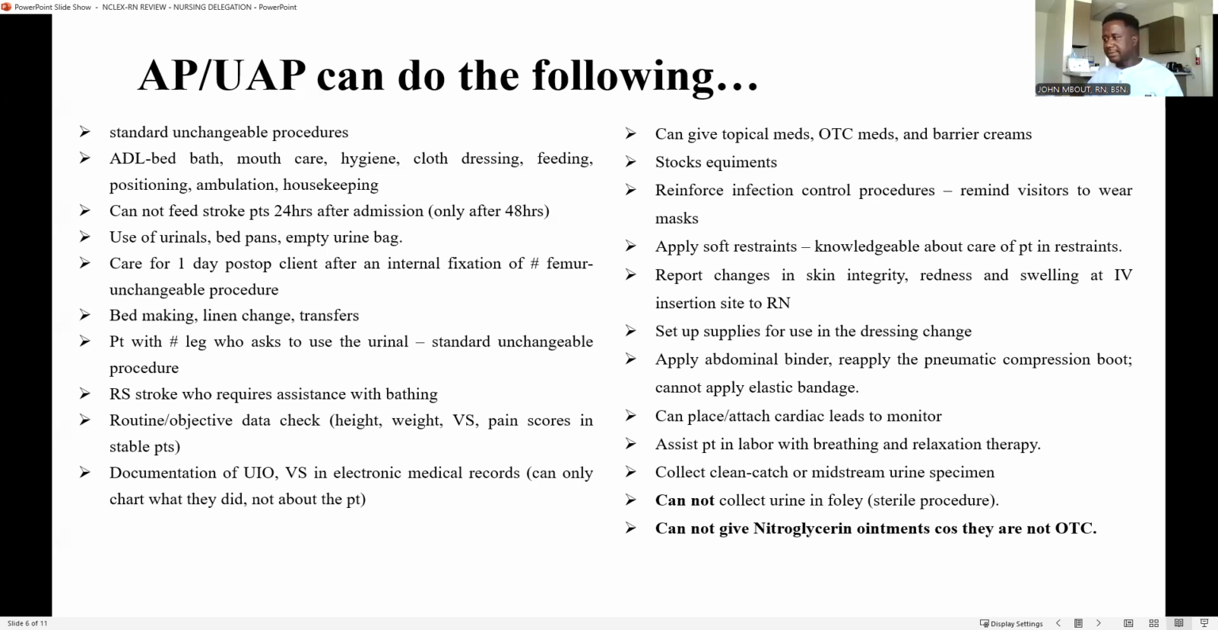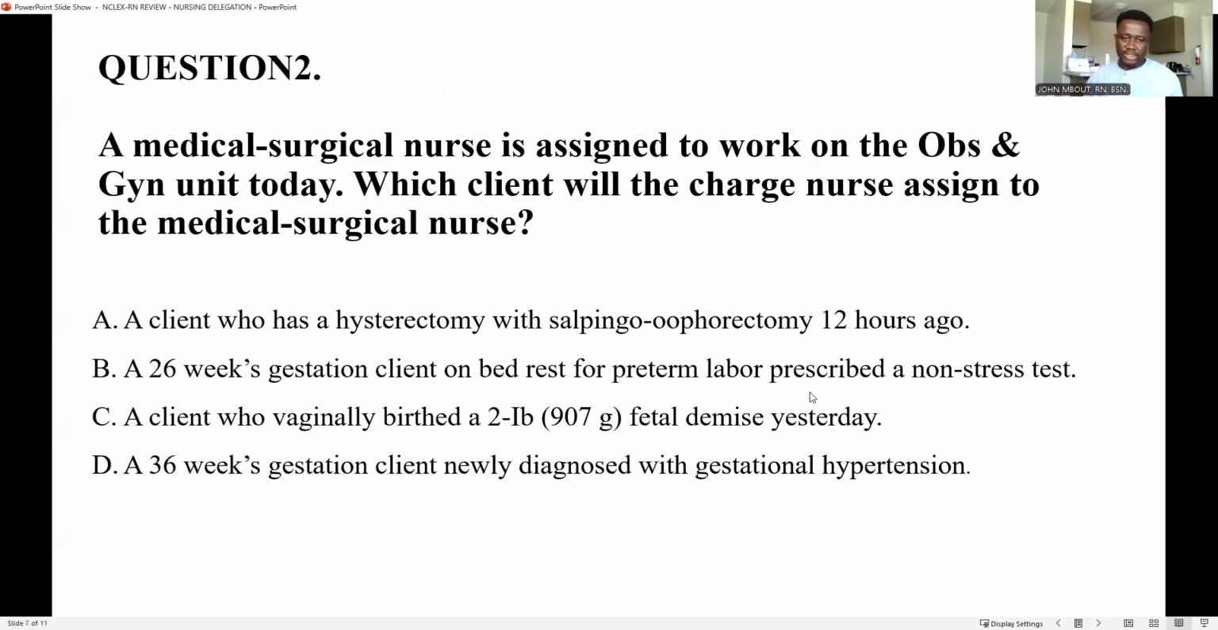With this said, let's look at the second question. Okay, let's proceed. The second question says, a medical surgical nurse is assigned to work on the OB/GYN unit today. Which client will the charge nurse assign to the medical surgical nurse? Very important question. A, a client who has hysterectomy with salpingo-oophorectomy 12 hours ago.